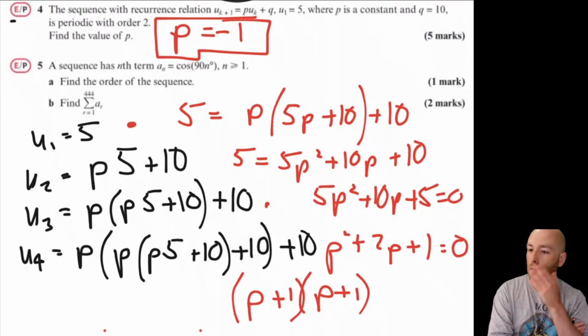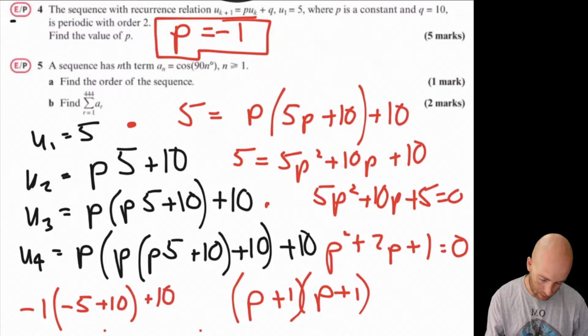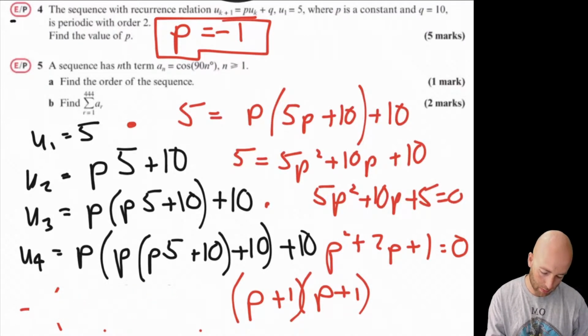So we can put that into the third, fourth, and second term. So minus 1 times minus 5 plus 10. Minus 5 plus 10 is 5. So 5 plus 10 is 50. Hang on, let me check that out. Minus 1 times minus 5 plus 10 plus 10 gives me overall minus 5 plus 10, which is 5. So yeah, U3 does equal 5. And we could try that again with U2. U2 looks like 5 as well.